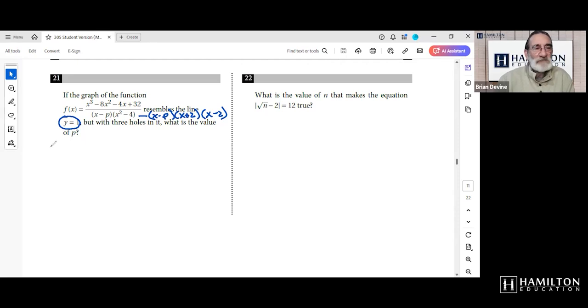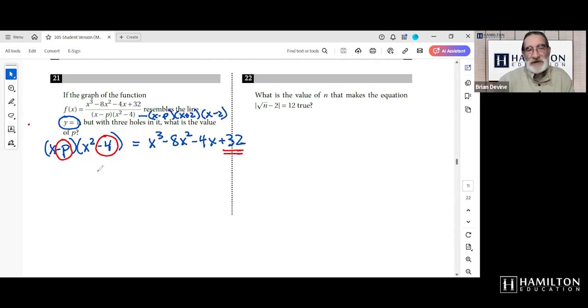Which means that if I multiply x minus p times x squared minus 4, that's got to equal x cubed minus 8x squared minus 4x plus 32. Now, I'm only worried about what p is here. And I note this, that if I multiply negative p times negative 4, that's going to be the constant term on the end when I FOIL this thing out. So 4p would be 32, and p would be 8.